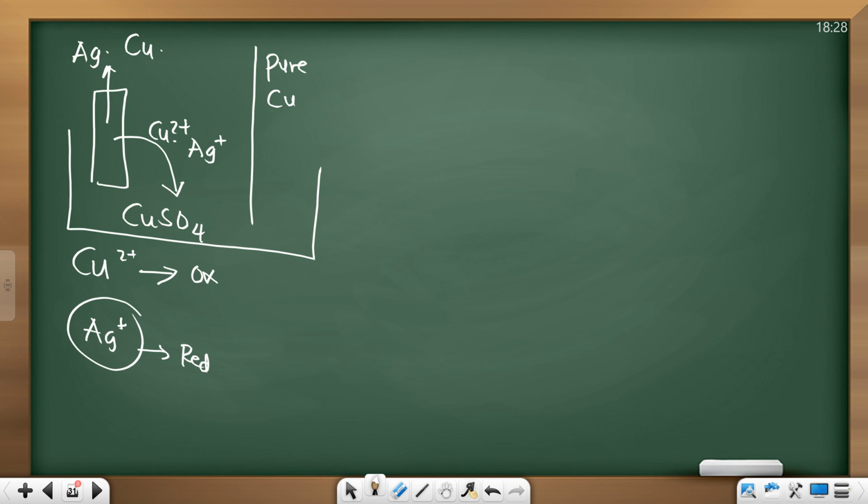What I'm doing makes sense. So what happens at the cathode? Ag+ will be reduced. What are we forming? Because we are expecting copper to be deposited, but what's now being deposited? Silver. And we wanted pure what? So again, we are producing another impure copper.